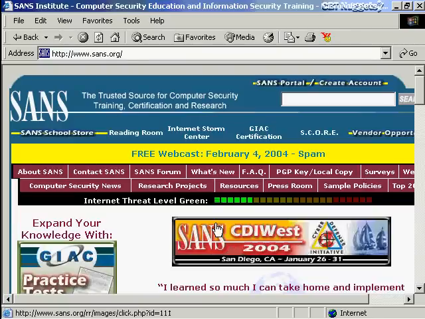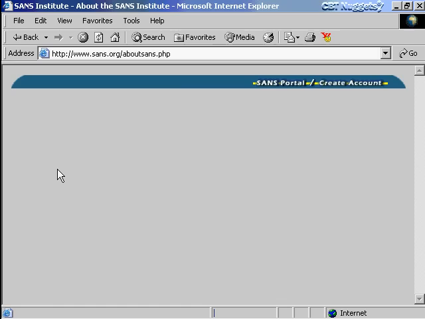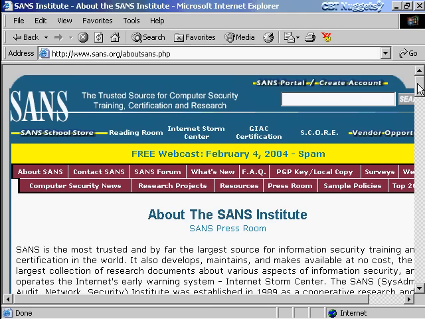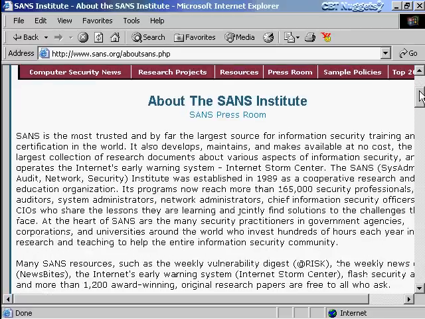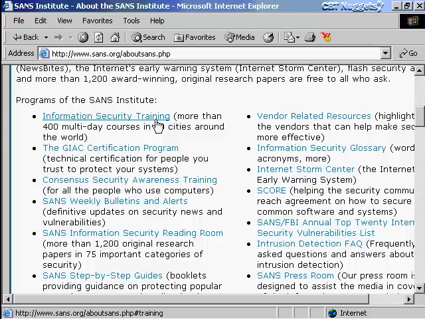We see it here. Here's SANS. And I want to focus on the About SANS area, because what they're going to show you here is the different programs that are involved in their group. Programs of the SANS Institute. You see it here, information security training, kind of what we just talked about, 400 multi-day courses. That's quite a few, right?